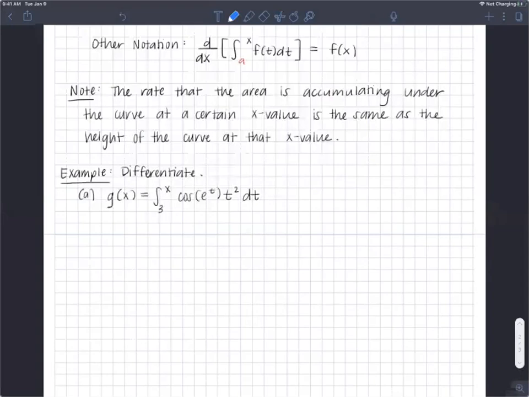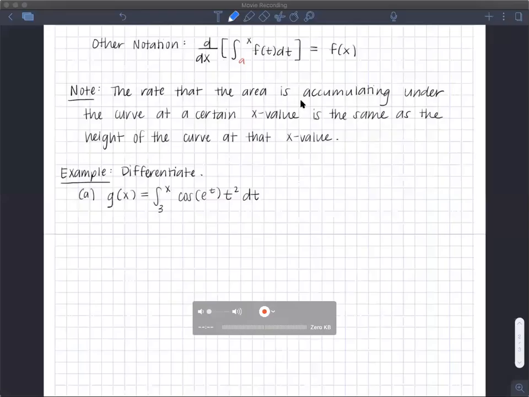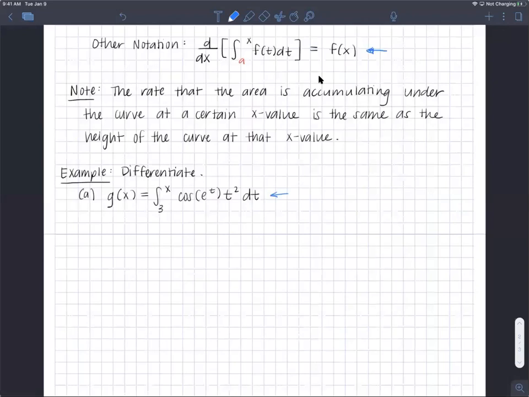Oh shoot, sorry, hang on, I just unplugged this. It was an accident. It should come back right now. There it goes. But if I go back up and compare this to the other notation that I had written down here, what would my f of t be in this example?